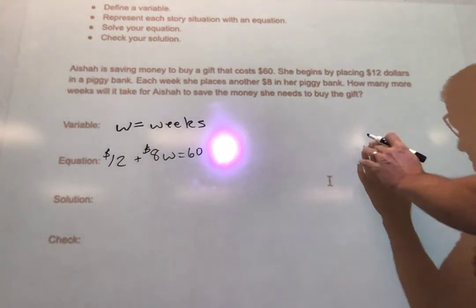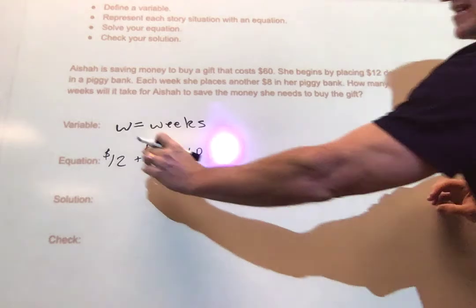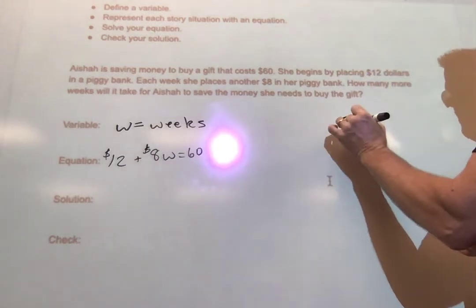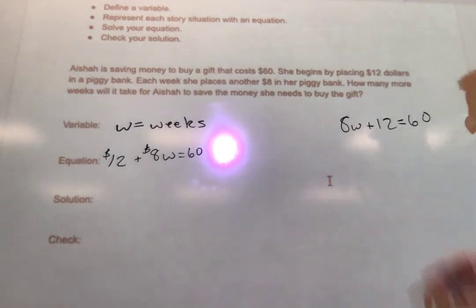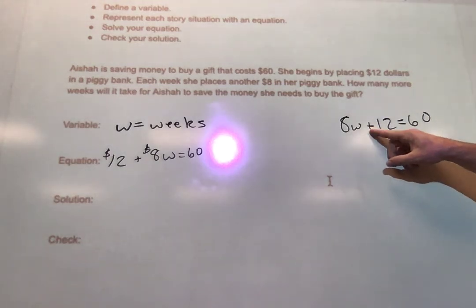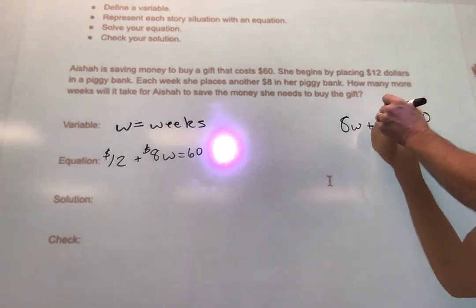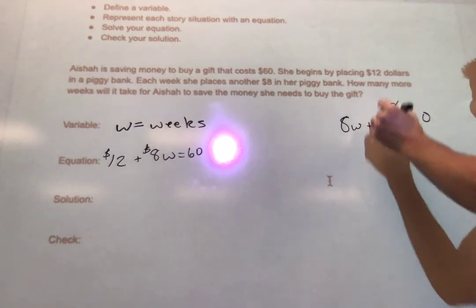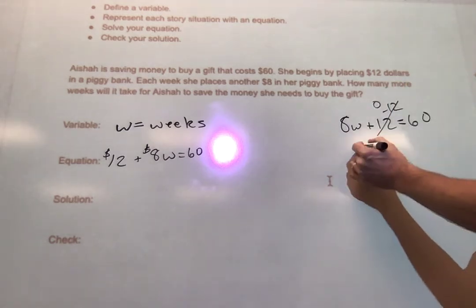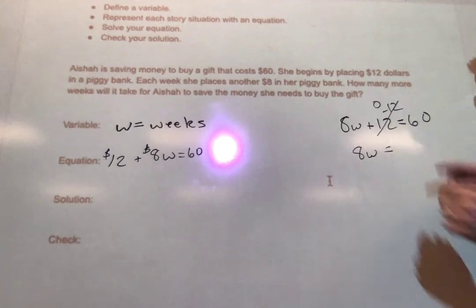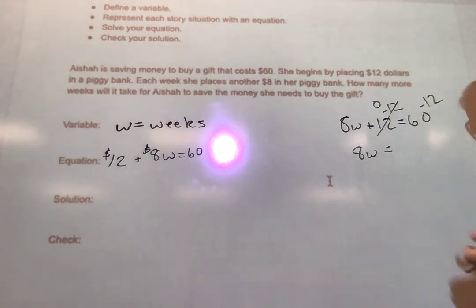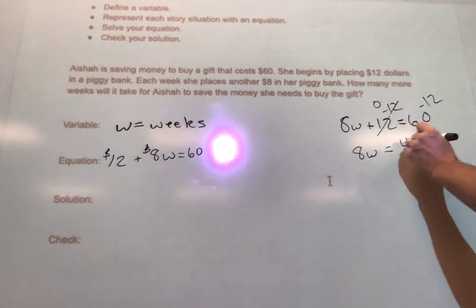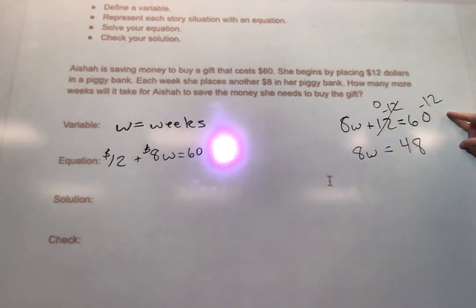So again, I'm going to rewrite it over here so we can solve, and I'm actually going to flip. I use my commutative property. 8w plus 12 has to equal 60. And I just like doing that because if I add 12, I know I subtract 12 to undo that, and then that becomes nothing, right? And so I'm left with 8w equals, and if I take 12 away from here, I've got to take 12 away from here to keep it balanced, just like the pan balance. So 8 times w should equal 48.